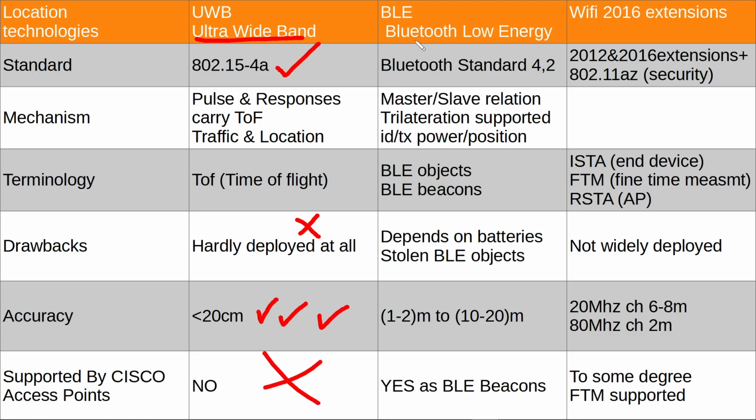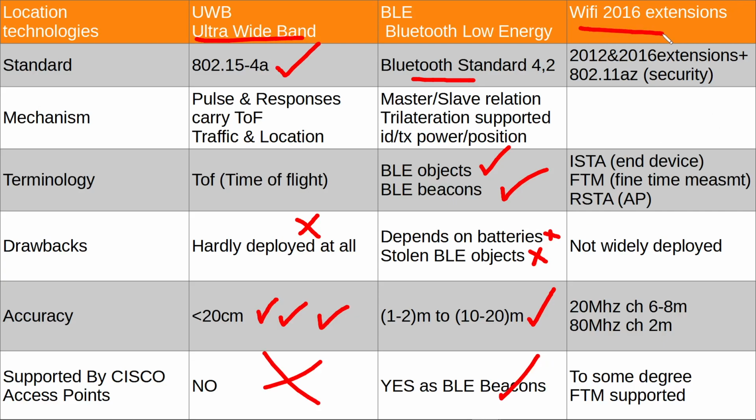You can use Bluetooth Low Energy or BLE. That is also a standard. It uses BLE objects and BLE beacons. It has several drawbacks. For instance, it depends on batteries, and some people can steal your BLE objects. It provides good accuracy, and Cisco supports using BLE beacons on your access points.